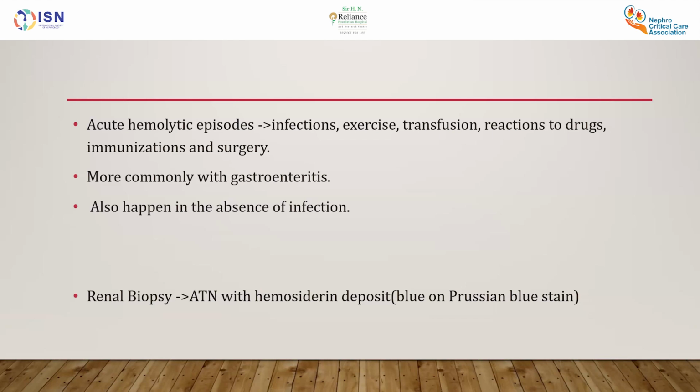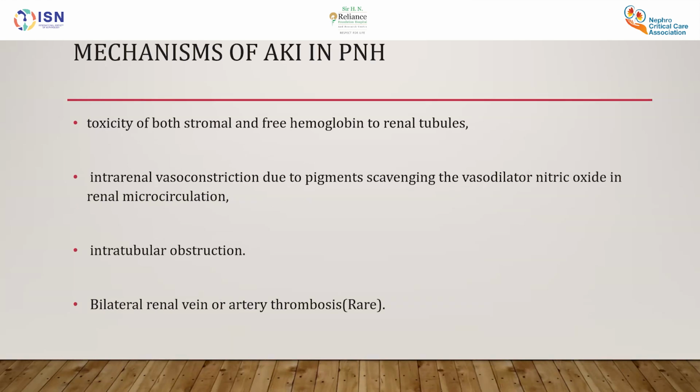And nephrologically, if you biopsy such a patient, we'll see an ATN-like picture with hemosiderin deposits. Usually hemosiderin is seen on Prussian blue stain as a blue color. And what was the mechanism?